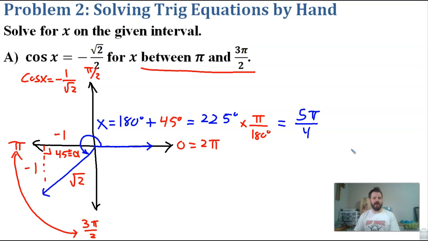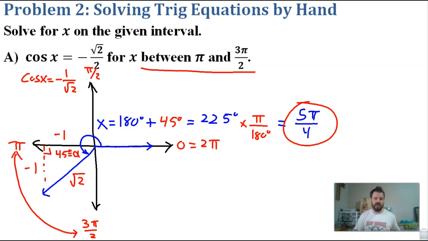I didn't just calculate it in my head. What I did is I know that 45 degrees is pi over 4. So a pi would be 4 pi over 4. Add one more, we end up with 5 pi over 4. So 5 pi over 4 is the x value between pi and 3 pi over 2 that satisfies this equation, that makes the cosine of that angle equal to negative root 2 over 2. That's the basic idea for solving these by hand.